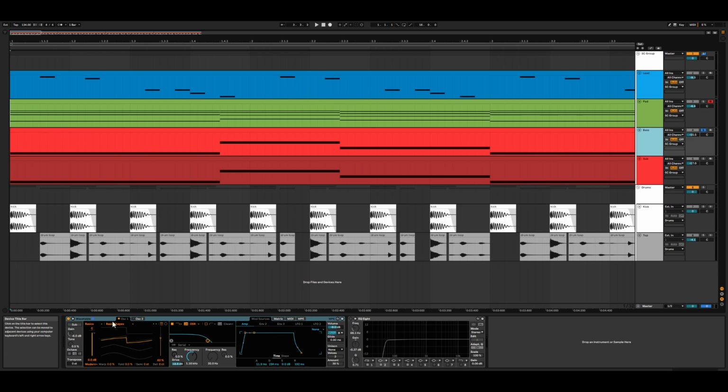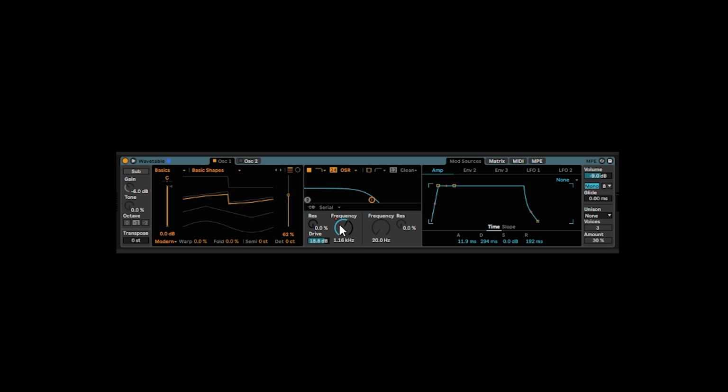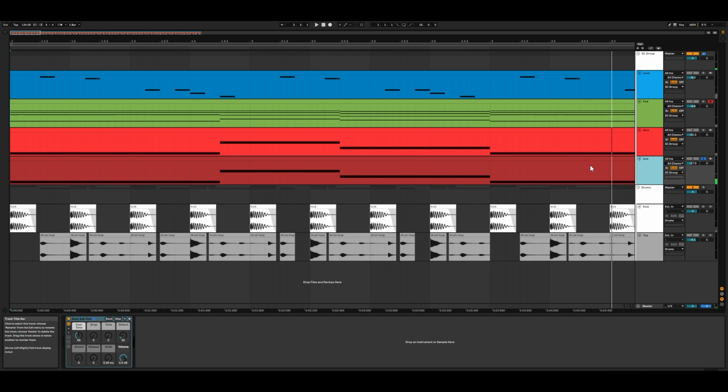For the bass sound, I used Wavetable. It's just a basic saw with a filter at OSR with the drive, and it opens up. For the sub, I used this basic sub sine preset in Ableton with the overtone set to 55 and distortion set to 20. It sounds like this.